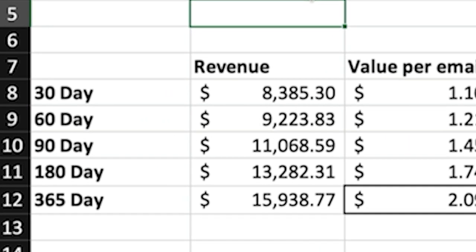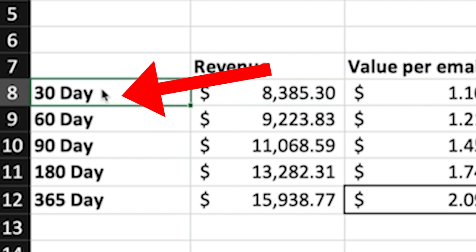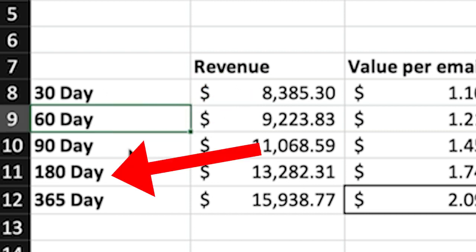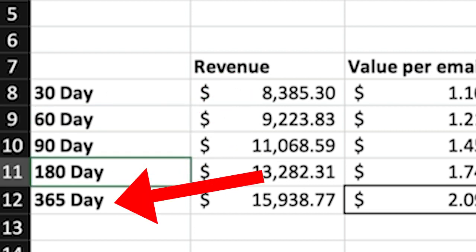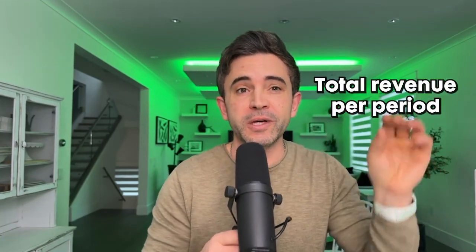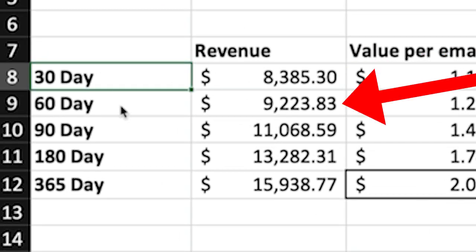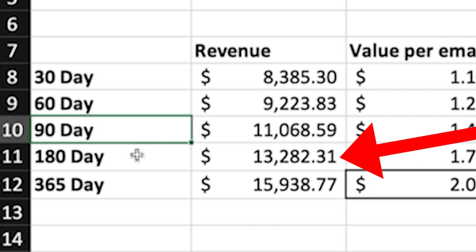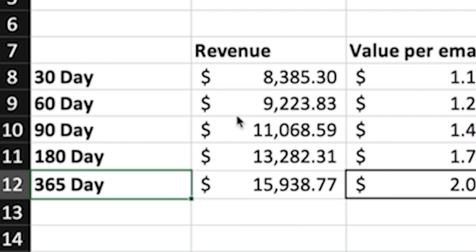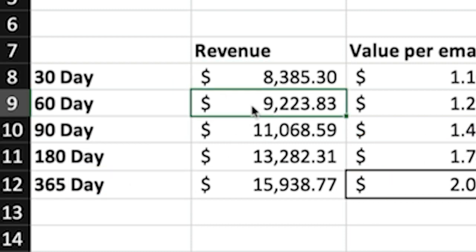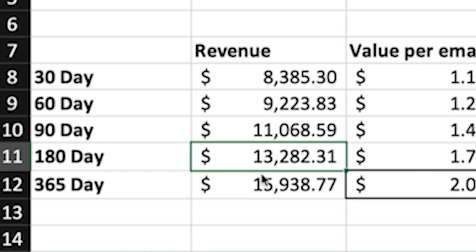Now segment this audience out by timeframes. We're gonna want to do 30, 60, 90, 180, and 365 days following their email capture. Once you've segmented those out, look at the total revenue for each period. How much revenue did emails generate in 30 days, 60 days, 90 days, 180, 365? Put those numbers in your spreadsheet under the corresponding timeframe.